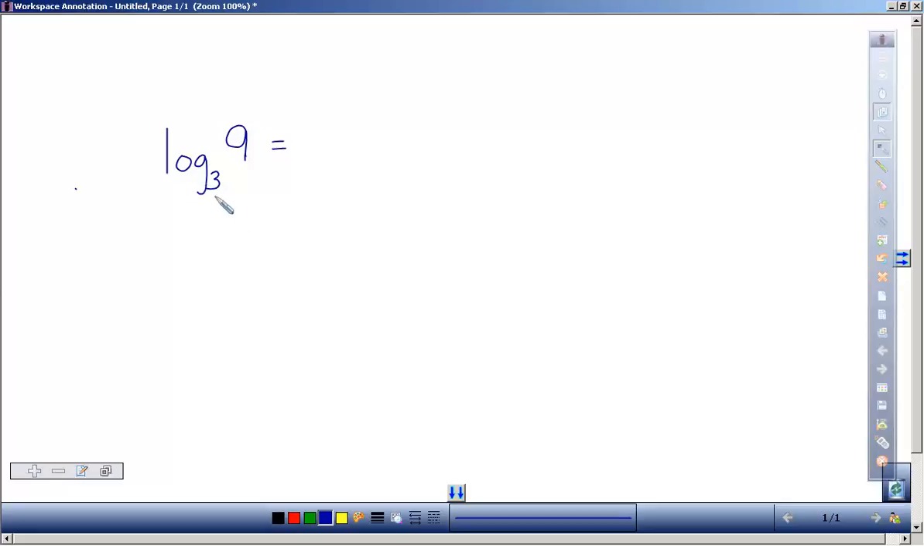So this is the log. This right here we still call the base. It is the base of the log, and it is the base of the exponent we're looking for. So when I read log base 3 of 9, it's asking me for the exponent of 3. 3 to what power equals 9? That is the question that's being asked of me right here.